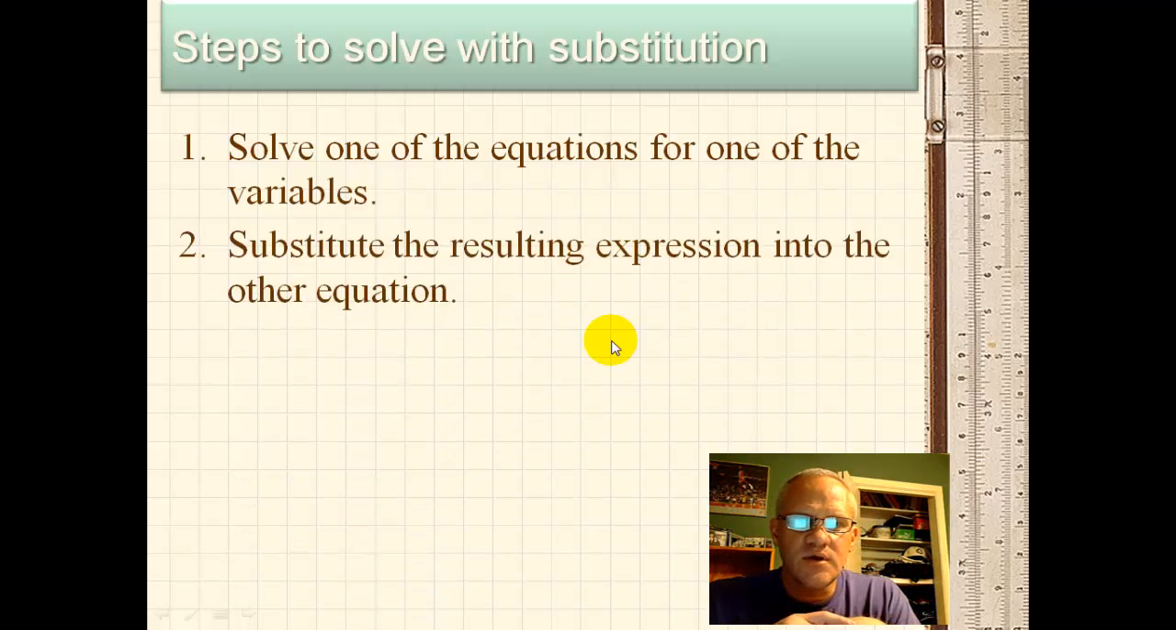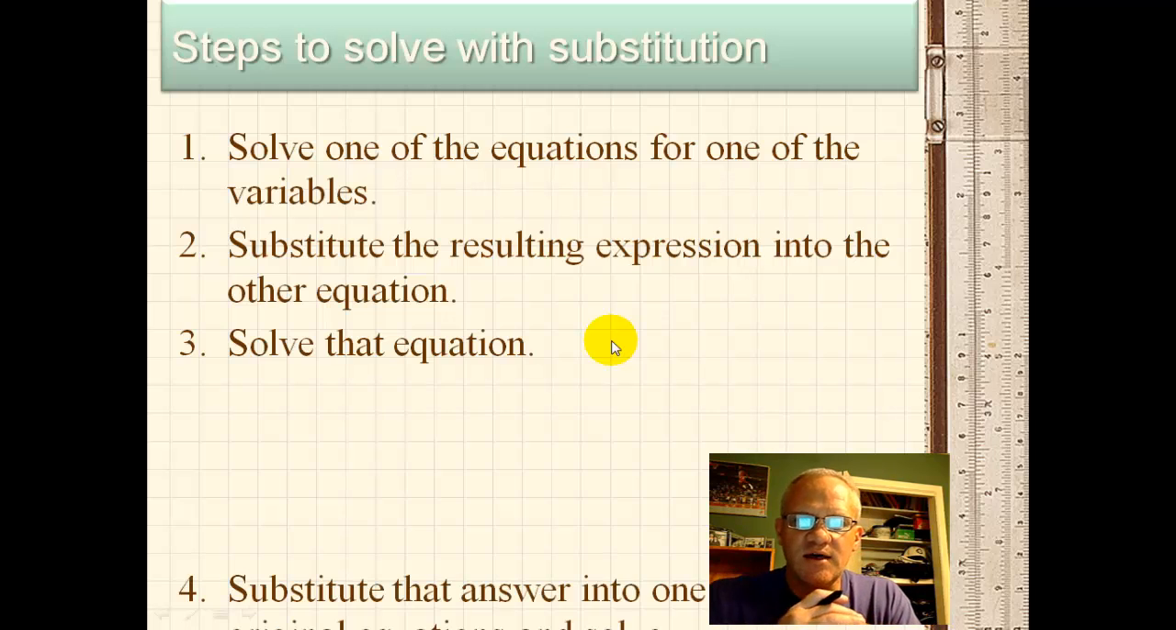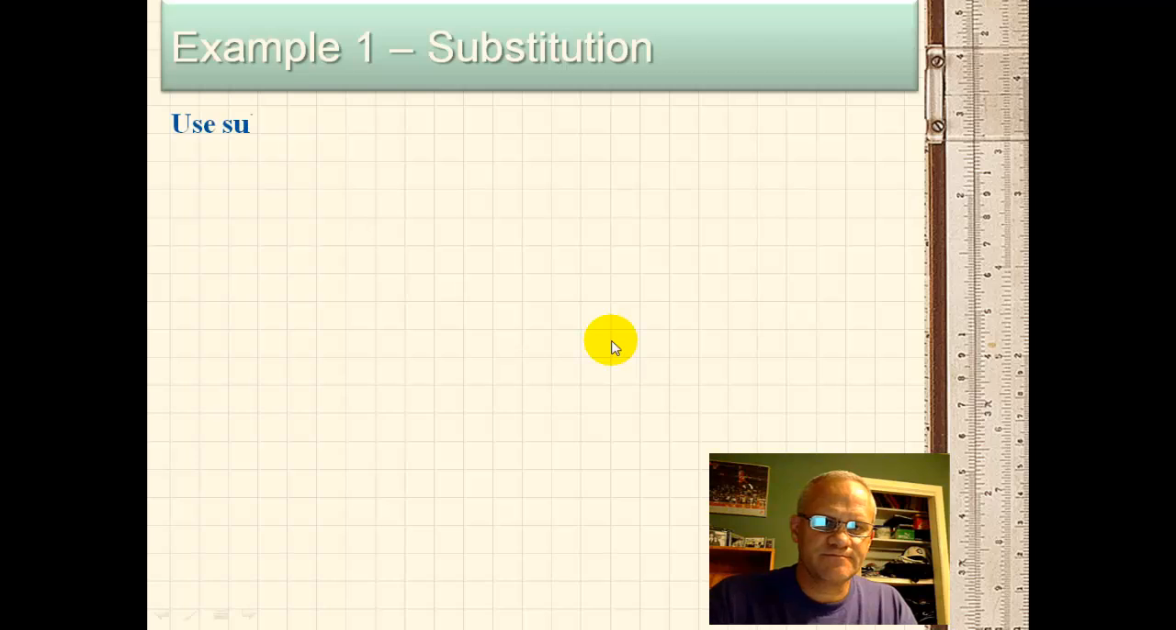Okay? Number two, take what you've got, what x equals or what y equals, and plug it into the other equation for x or y. Then you solve that equation, which will tell you x or y depending on which one you got rid of. And then the fourth thing is you put that back into one of the original equations to find the x or y that you didn't find. Okay, sounds a little confusing, but it'll make more sense when we actually go through the steps here. Okay, all right, let's try a few examples.